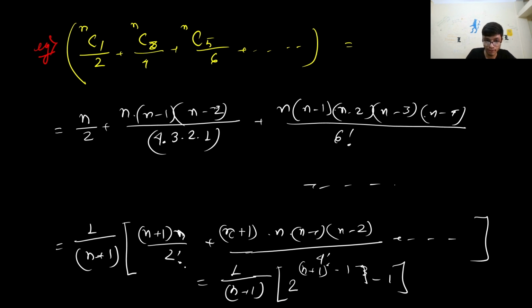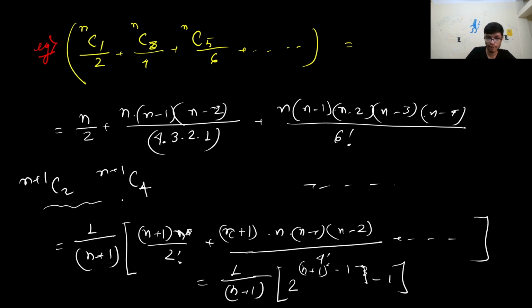Now this particular number can be simultaneously drawn like that. What I try to do is basically (n minus 1) factorial divided by the remaining part. So what I basically get is (n plus 1) into n divided by 2 factorial. This is nothing but n plus 1 C2. Similarly, this is nothing but n plus 1 C4.